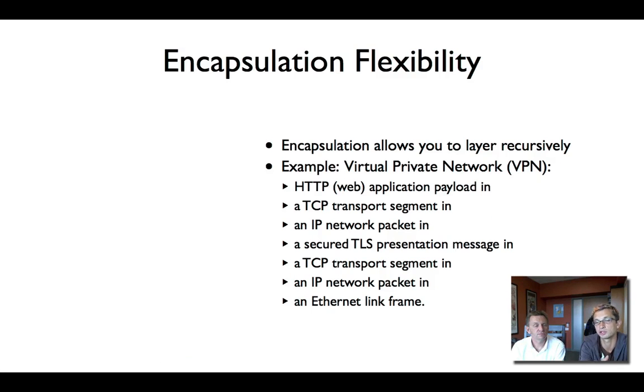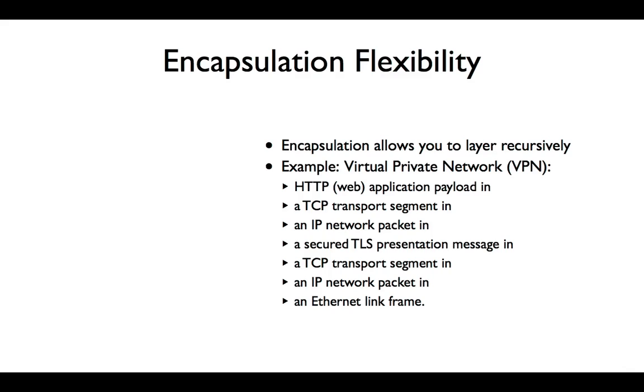One of the real powers of encapsulation is that it allows you to layer recursively. So far, the prior example showed this simple case where we have an application level payload inside a transport layer segment inside a network layer packet inside a link layer frame. But it turns out that if you want, you can start composing these layers in new ways to provide different kinds of services, and the encapsulation will work just fine. You can put something else inside an IP datagram network packet. You can put something else inside a transport layer segment.